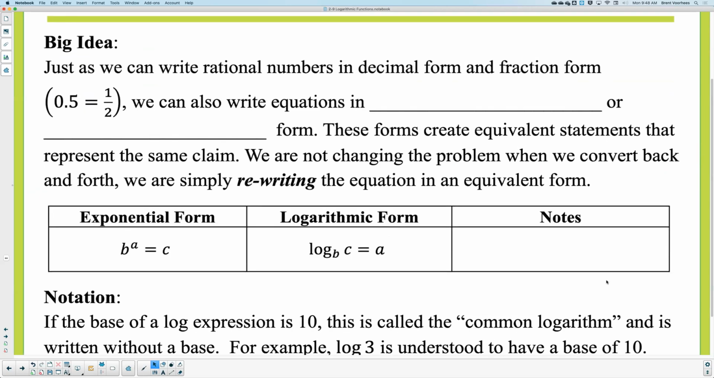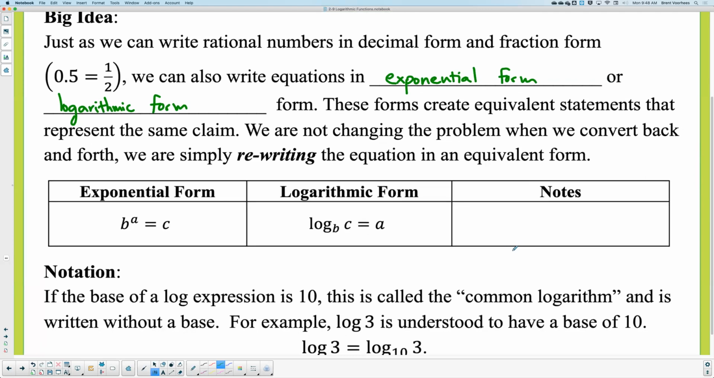Just as we can write rational numbers in decimal form or fractions, in fraction form, we can also write equations in exponential form, I got ahead of myself in the last slide, looks like. Exponential form or logarithmic form. Meaning two things can look different but have the same exact value. 0.5 is equal to 1/2. It says these forms create equivalent statements that express the same claim. We are not changing the problem when we convert back and forth. We are simply rewriting the equation in its equivalent form.